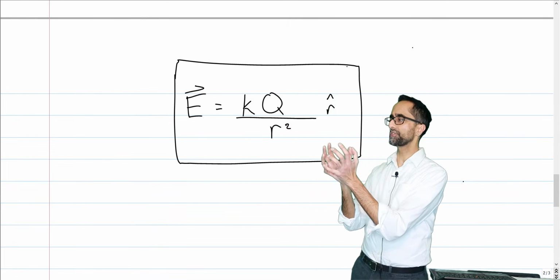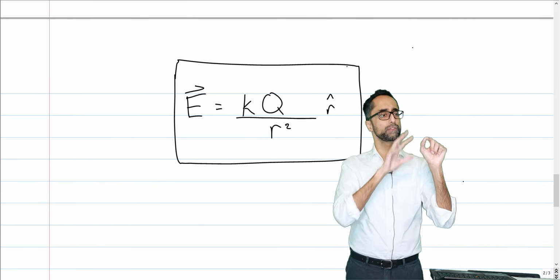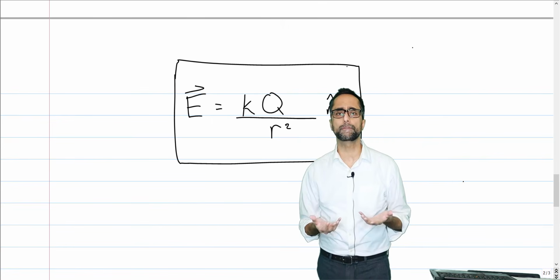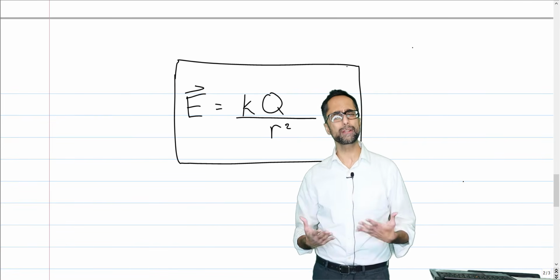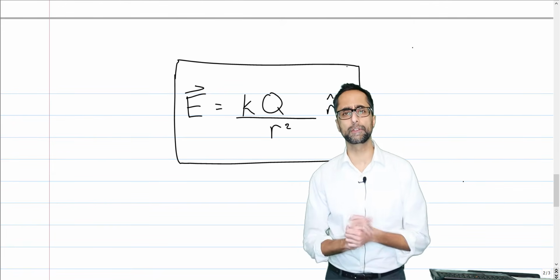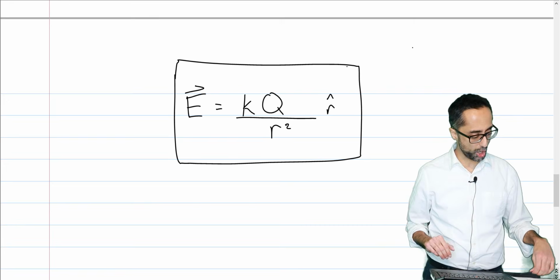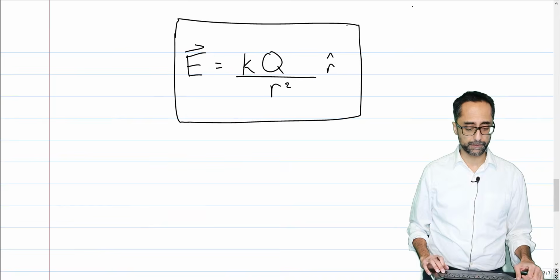If I have just some charge sitting there, and I'm looking for the electric field at this empty point over here, what is the direction of that electric field? I can calculate its magnitude using that equation, but how do I know which way the electric field goes? Okay, so let's talk about that. Let's talk about the direction of our electric field.